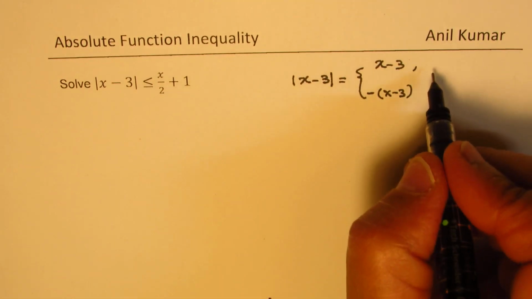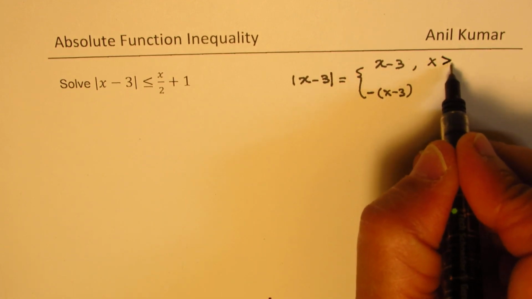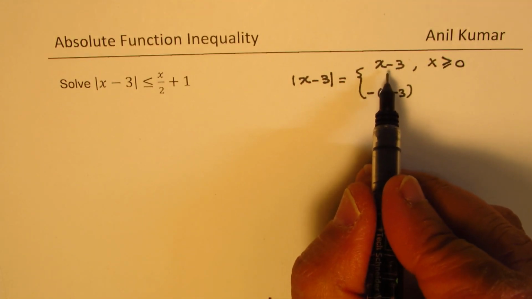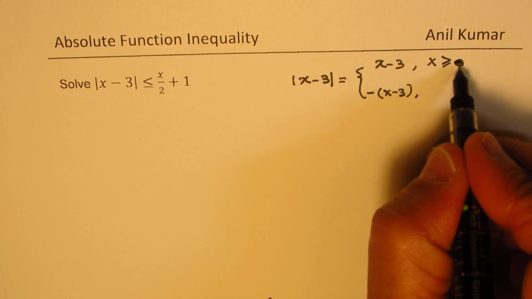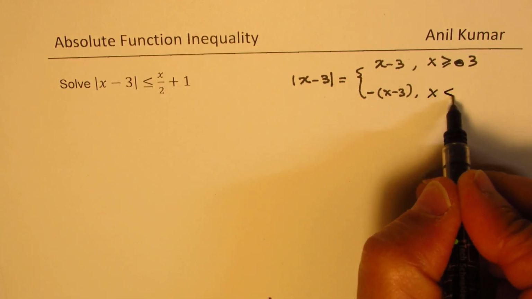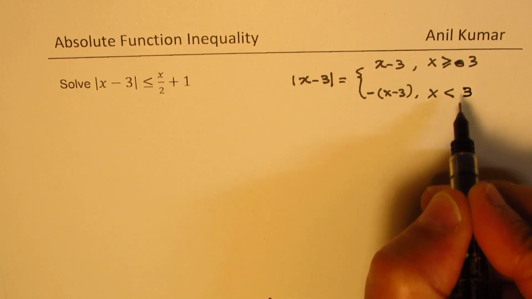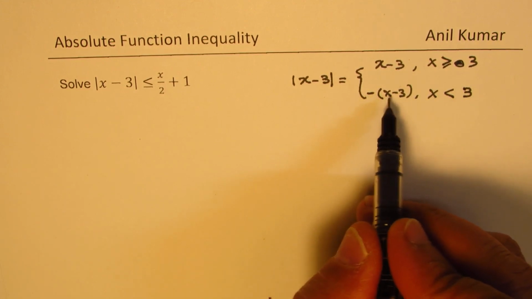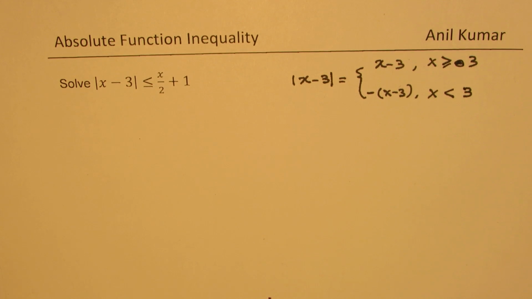depending on the domain. So if x in this case is greater than or equal to 3, which makes it 0, it is going to be its positive value. But if it is less than 3, in that case, we'll take a negative value, correct? So that is how this absolute function will be defined.